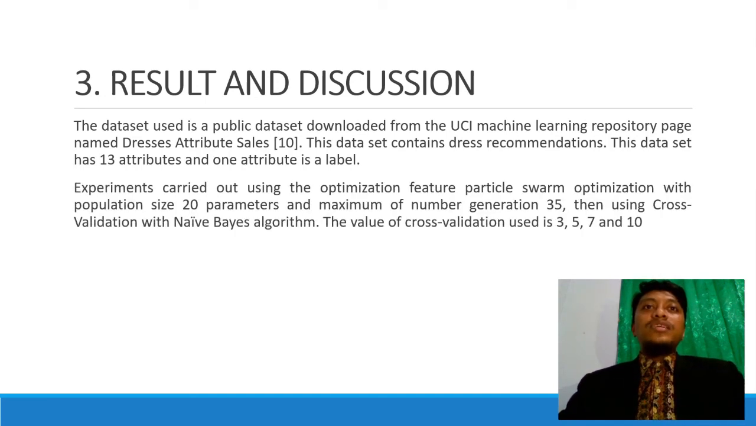The experiment was carried out using the optimization feature particle swarm optimization with a population size of 20 parameter and a maximum number of generation 35, using cross-validation with the Naive Bayes algorithm. The values of cross-validation used are 3, 5, 7, and 10.